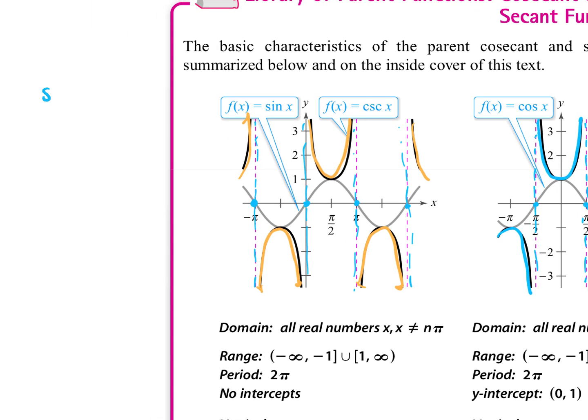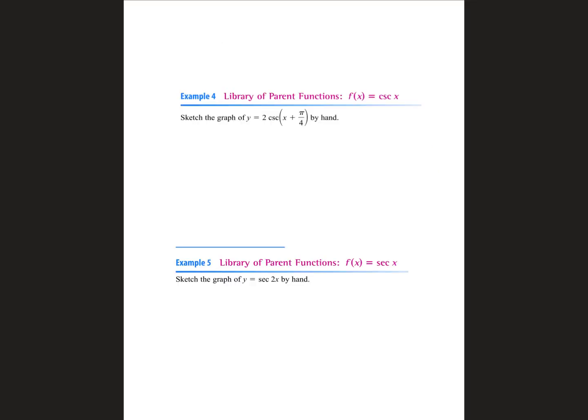Sine is equal to 0. So like sine of theta is equal to 0. Cosecant is the reciprocal of it. So if I had 1 over 0, what is that? Undefined. So I would need an asymptote there.